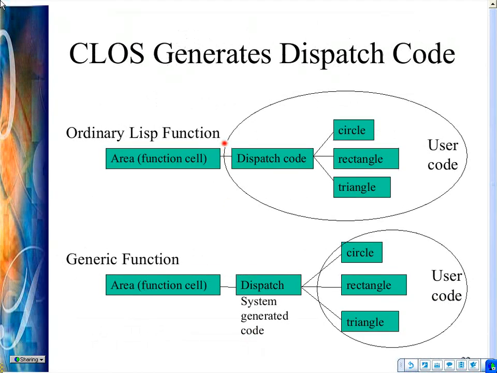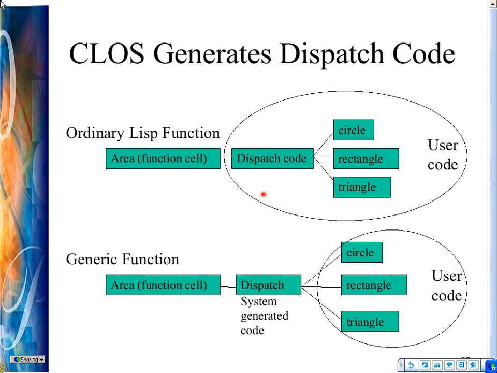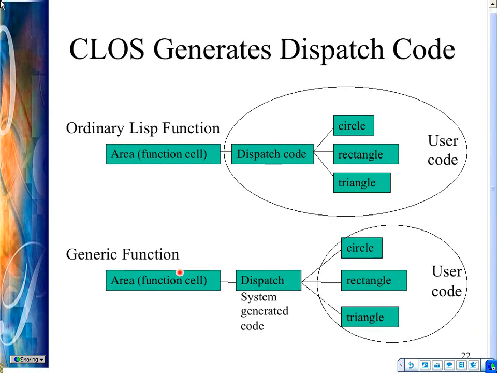So here's an ordinary Lisp function. The dispatch code and the specific code are all within the function definition. In a generic function, the system takes care of the dispatching, and the user code is just what to do for the various classes. So that's the difference between a generic function, which dispatches on one or more of its arguments, and an ordinary function, which simply takes the arguments and then the user code has to figure out what to do.